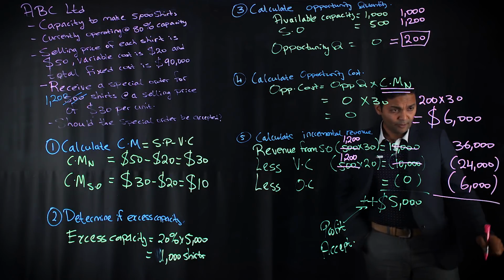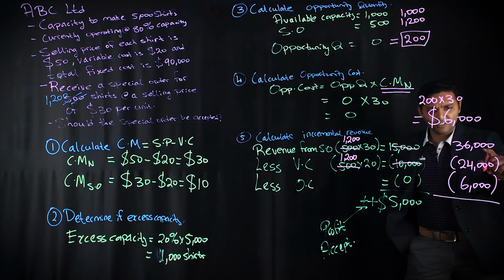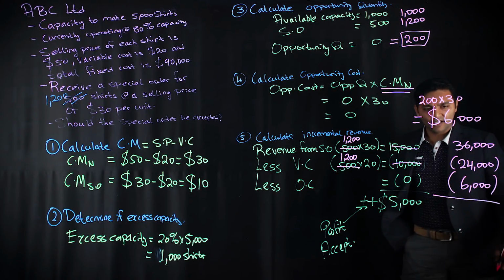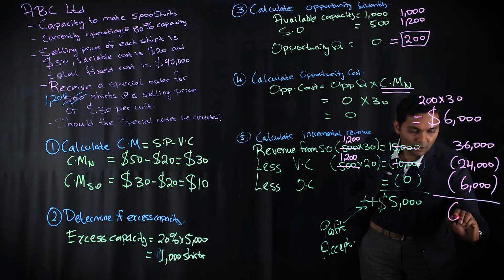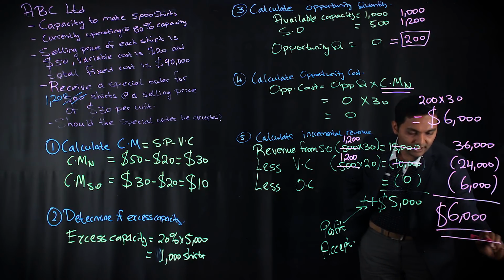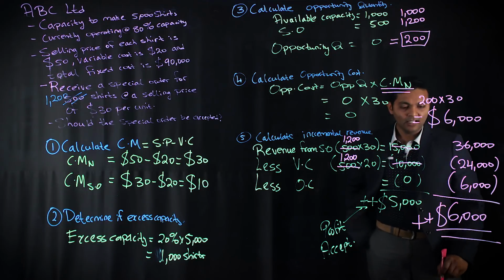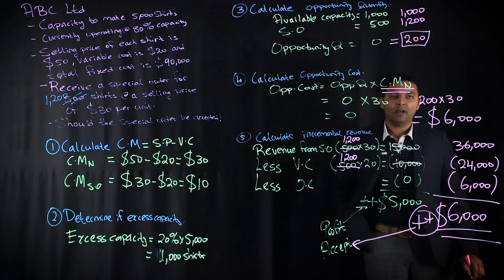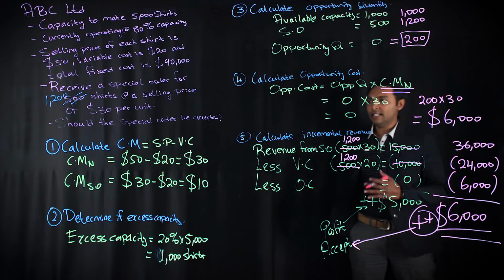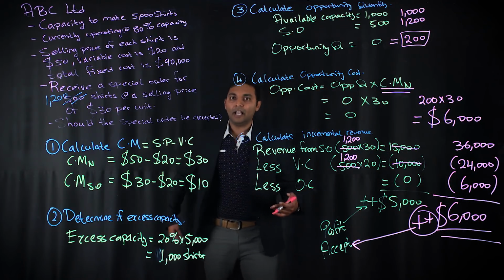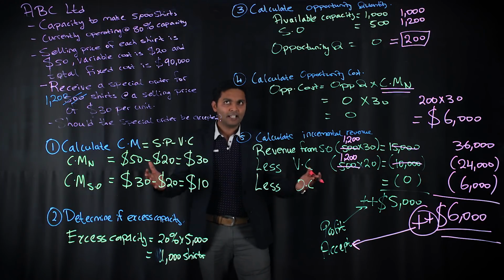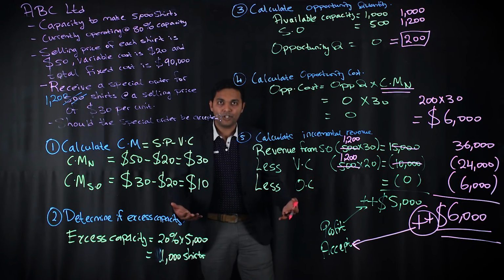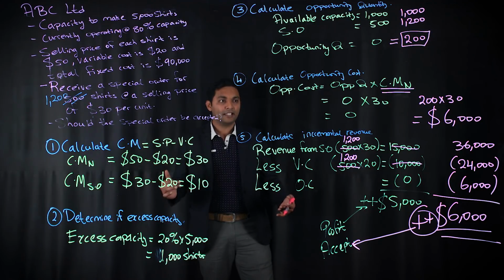So what do we have? $36,000, take away $24,000, take away $6,000 will give us $6,000 as a profit. Again, that's a positive answer. So as long as the answer that you get is positive, your conclusion will be to accept the special order. And this is how you will be working out a special order question. And as I said, regardless of what type of question you get, if you just follow these 5 steps, you will be okay doing any question.